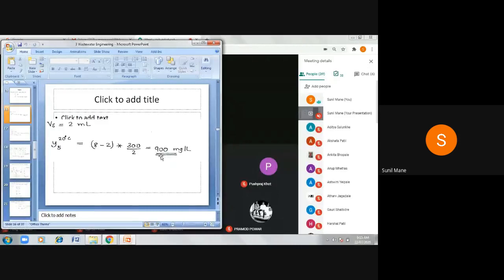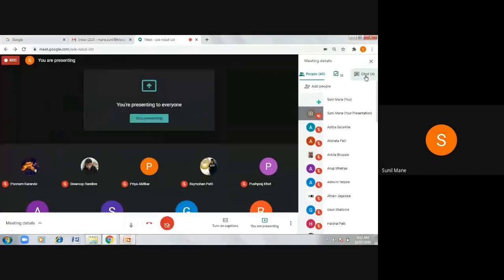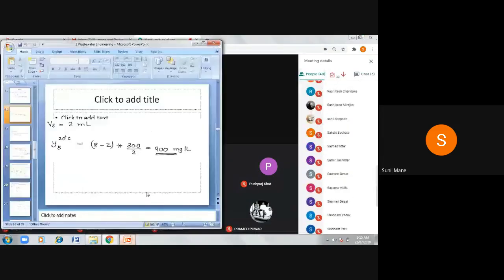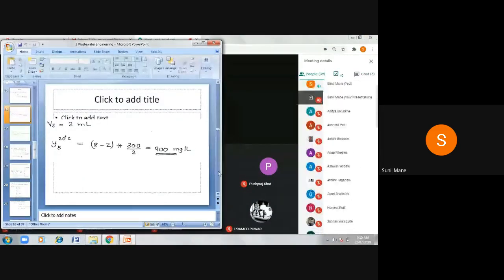Okay, so right now the oxygen demand is 900 milligram per liter. If you have any doubts, you can put it in the chat. So we are solving the examples.